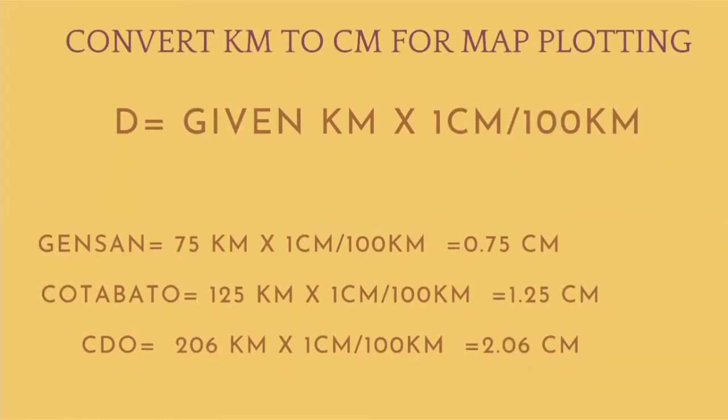In converting kilometers to centimeters for map plotting, we must follow the given formula of distance: given kilometers multiplied by 1 centimeter divided by 100 km. For the first station, Jensen, 75 km multiplied by 1 centimeter divided by 100 km and the result is 0.75 centimeter. Same as Cotabato, 125 km multiplied by 1 centimeter divided by 100 km and the result is 1.25 centimeters. For CDO or Cagayan de Oro, 206 km multiplied by 1 centimeter divided by 100 km and the result is 2.06 centimeters.